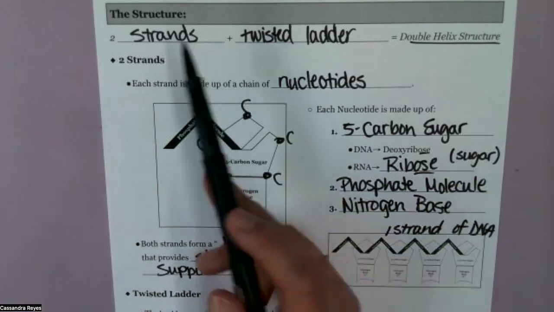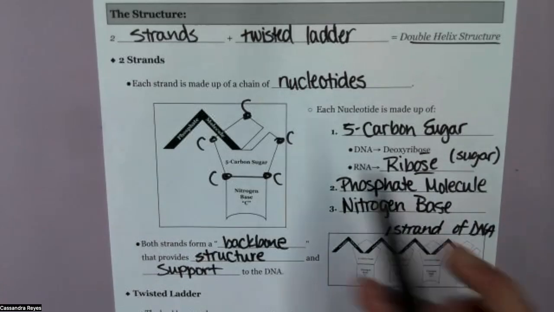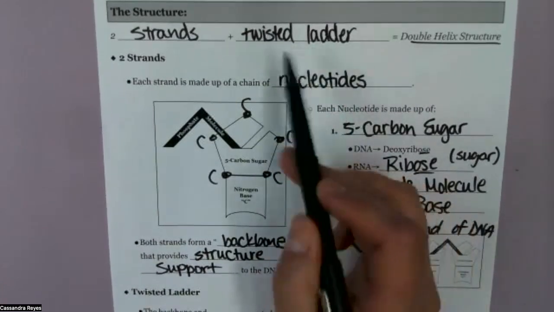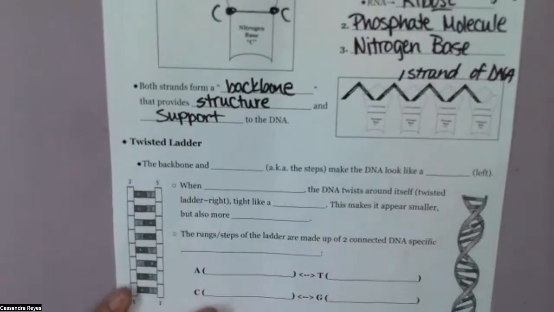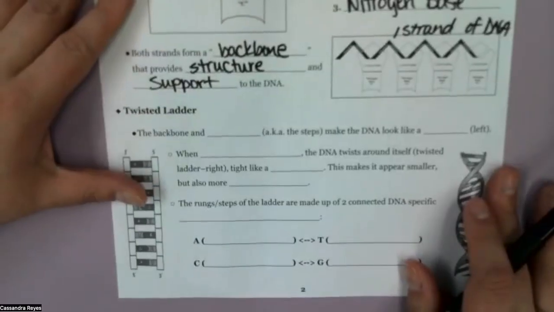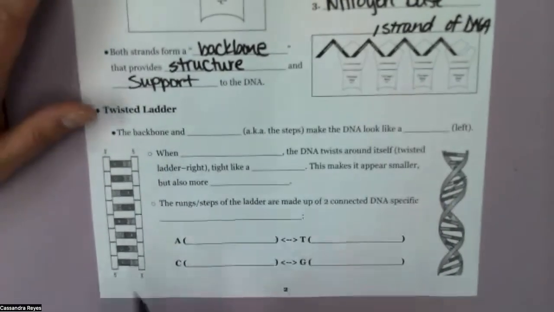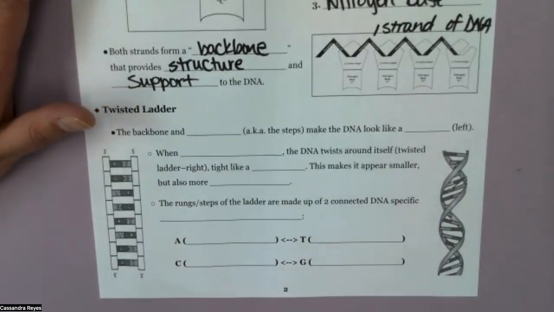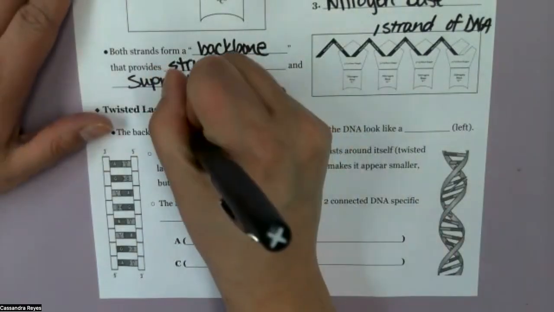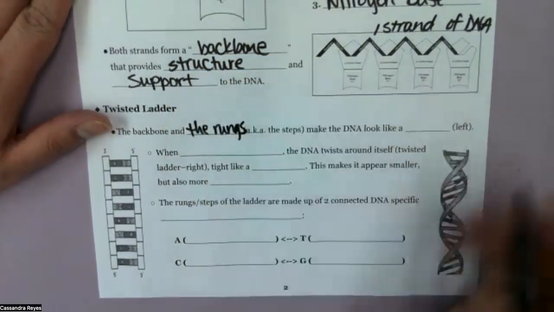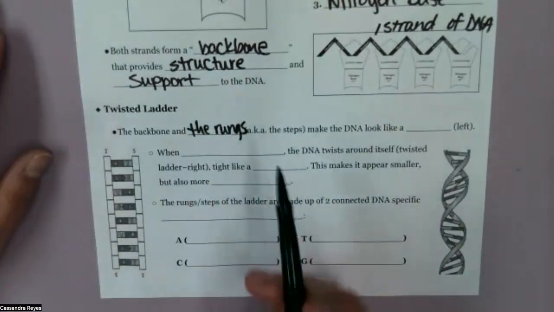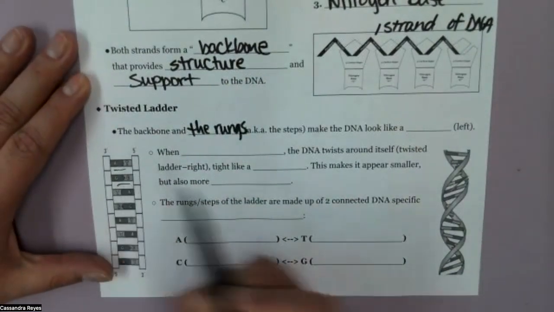All right, so we talked about the 2 strands portion of the DNA. Now we need to talk about the twisted ladder portion. So let's talk about it. This twisted ladder, the backbone and the rungs of the ladder, so the steps, like these parts right here, okay?